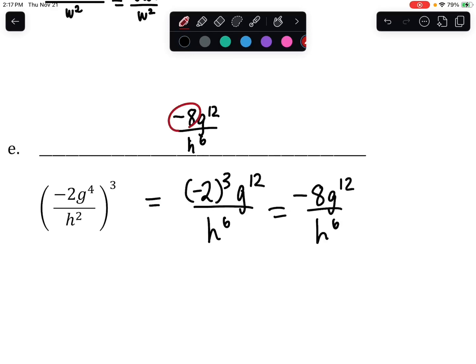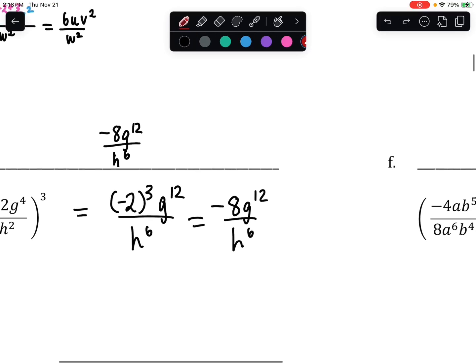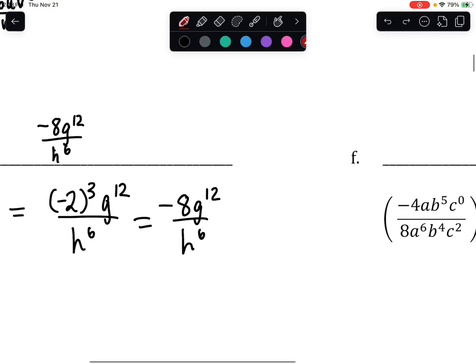And so notice you have a negative 8 here. That's a coefficient. You don't move negative coefficients. You would never rewrite your answer of negative 8 as a positive 1/8. And so don't start doing that now. Only negative exponents move.